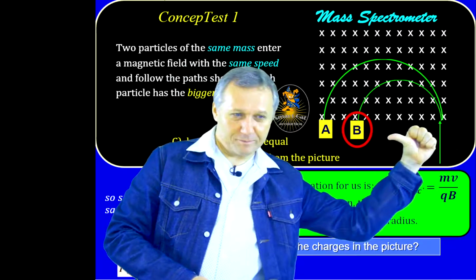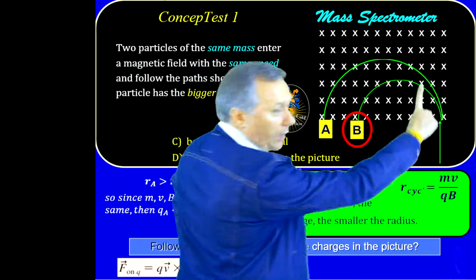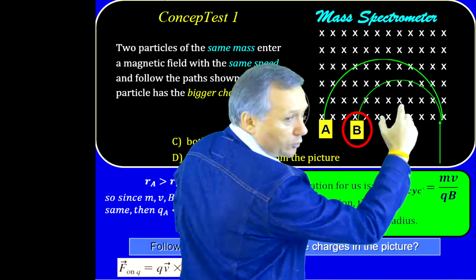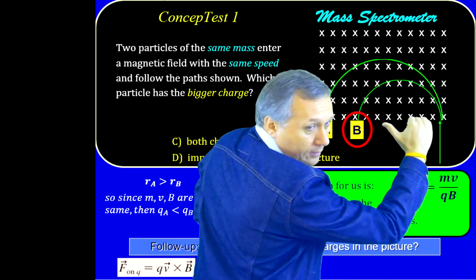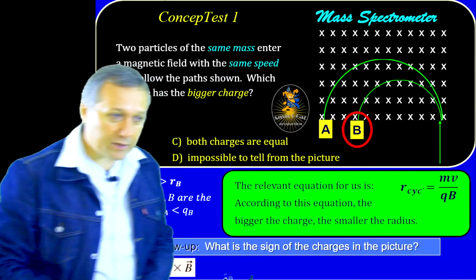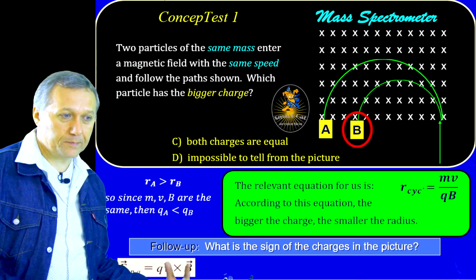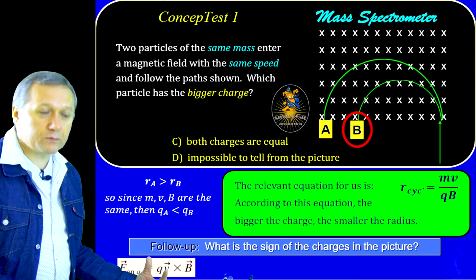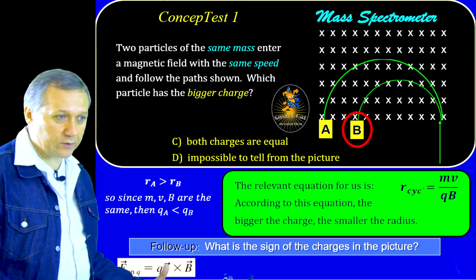But v cross B: velocity is up, so I have to position my hand like this, and the magnetic field is into the board, so I have to orient my hand like this. So v cross B gives me this direction. It's the same direction as the direction of the force. It means that both of these particles are positively charged.